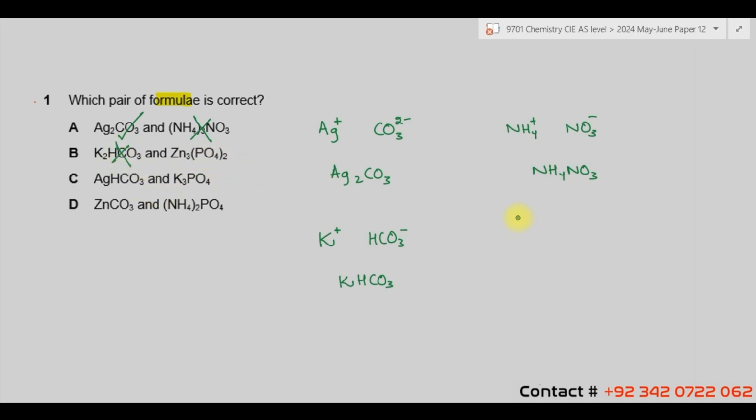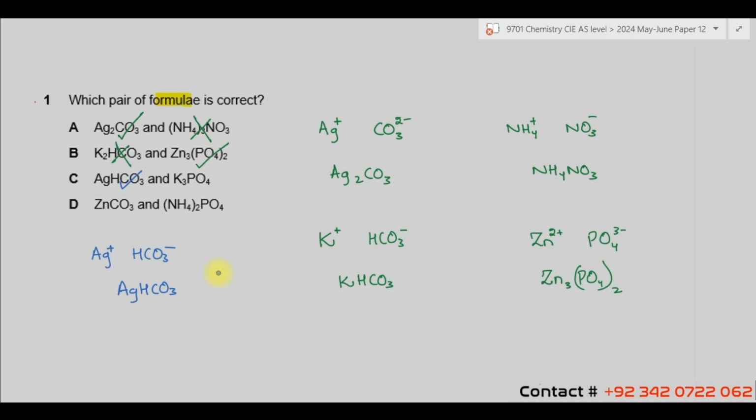Then we have zinc phosphate. Zinc is 2 positive, phosphate is 3 negative. So 3 comes over here, 2 goes over there, it becomes Zn3(PO4)2. Then we have silver hydrogen carbonate. Silver is plus, hydrogen carbonate is minus. So AgHCO3.